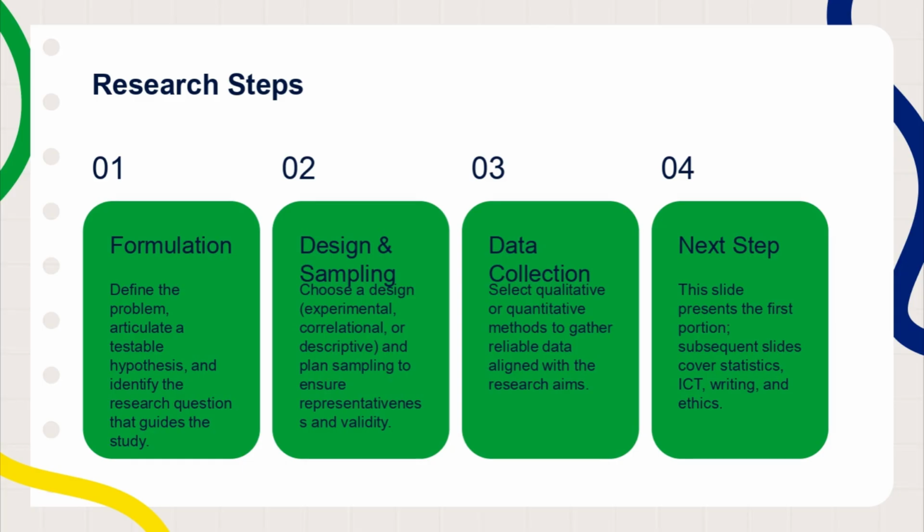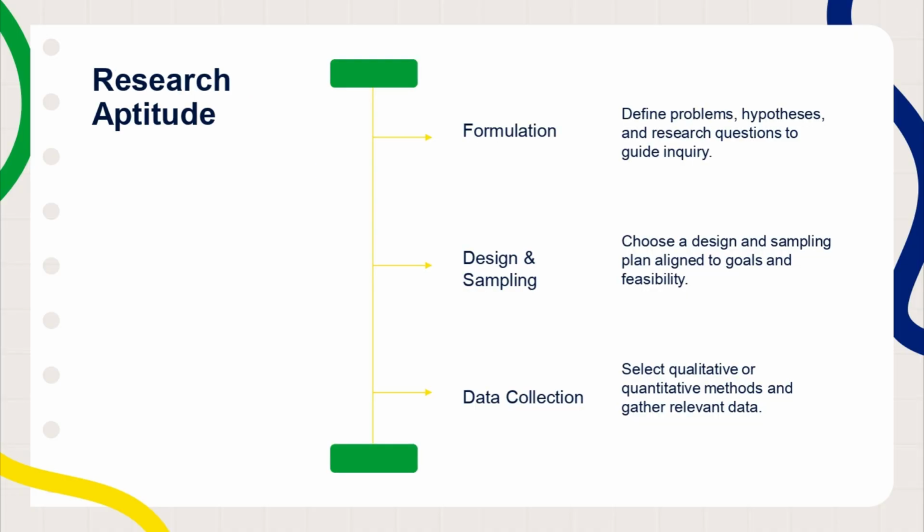And third comes data collection. How do we collect data? Which type of data is relevant for which type of design method you have chosen? And the next step is writing, which method of writing you have to follow for which subject. And we have different ICT tools which are appropriate for the research methods. We go in depth with formulation, design, sampling and data collection.